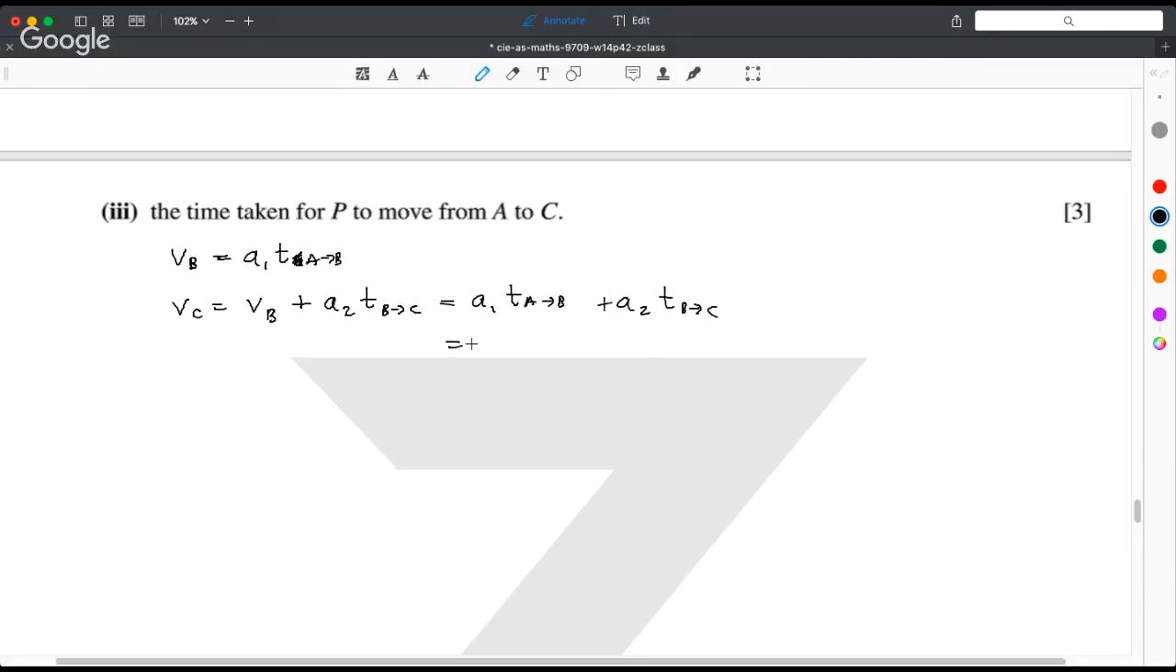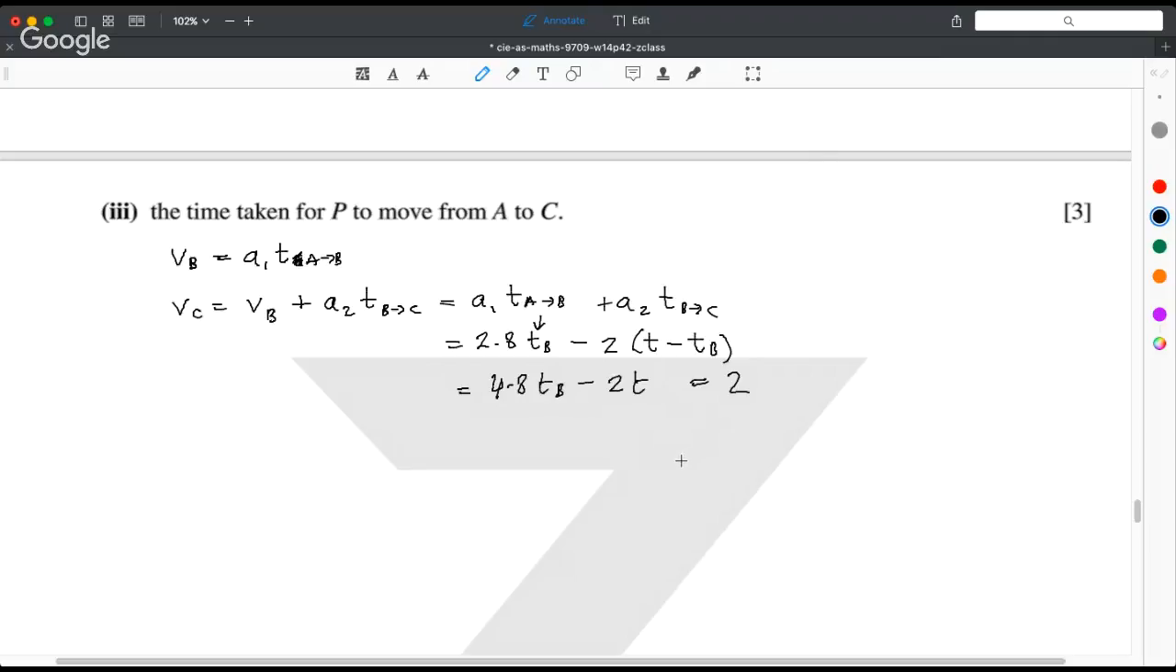And this is going to be equal to, A1 is 2.8, T, I'm just going to write this as TB, same thing, minus 2 times the total time minus TB. So TB to C is the total time minus the time it took to get from A to B. And so this is 4.8 TB minus 2T. And we know the velocity at C again, we know that it's equal to 2.